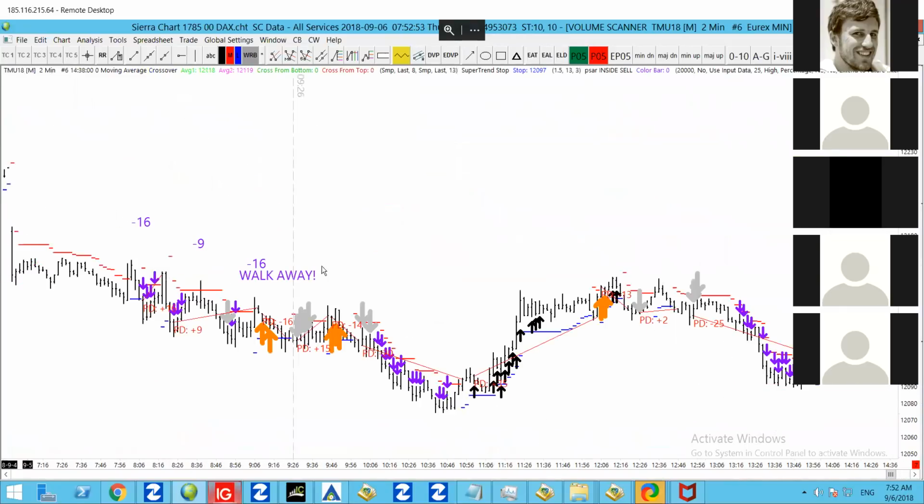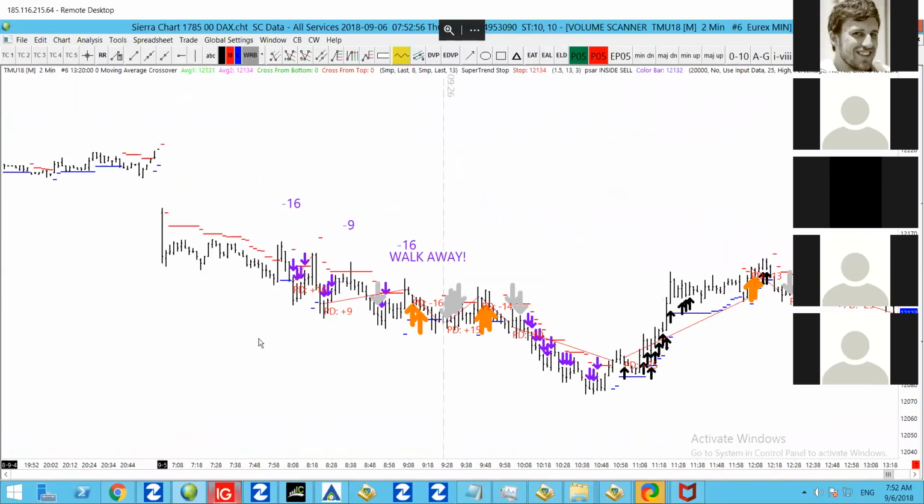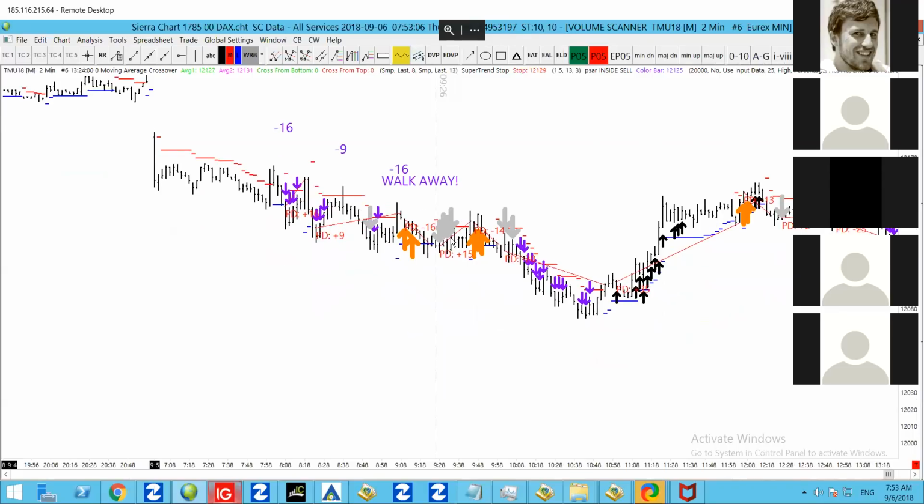Yesterday for me was a pretty horrible start to the day. I walked away at about 25 past 9. I had 3 consecutive losers, and that's just a rule I have in my trading plan. Kind of pleased I did, because the next 2 trades would have also been losers, and I lost another 30 points. So that was a 41 loss, and it could have been even more. Could have been near 62 or so.